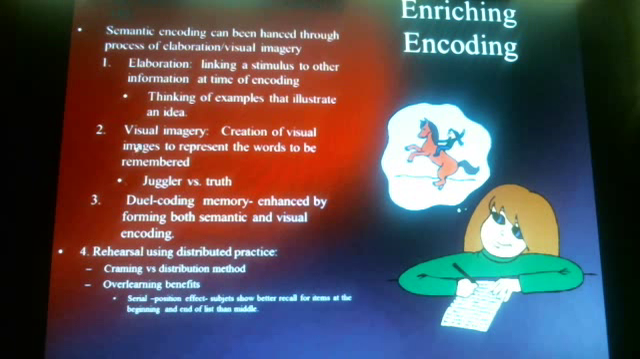Number three is when you combine the two, when I come up with an example, and in my example I start visualizing what I'm seeing, what I'm thinking of, what I'm coming up with. This is called dual encoding. Number four is good old rehearsal.